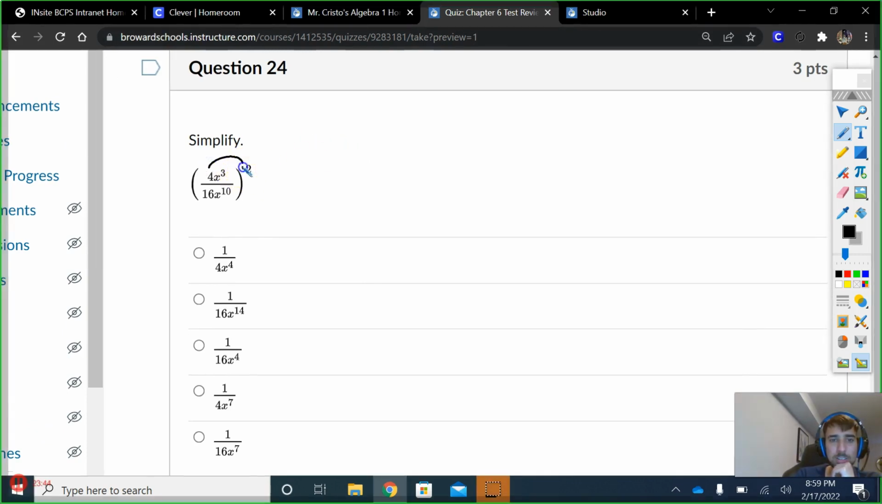This is going here, and this is going here. 4 to the 2 power is going to give you 16. And x to the third, raised to the 2 power, will give you x to the 6. You have to multiply those exponents.